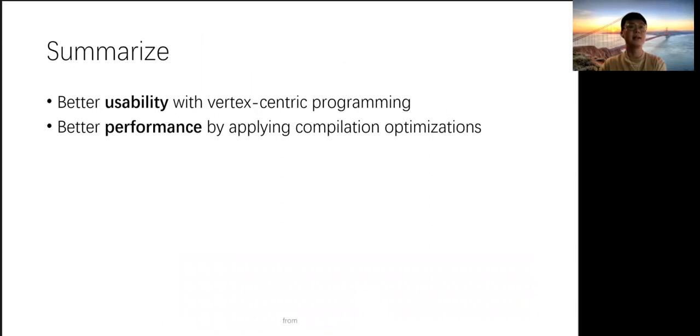To summarize, Seastar provides a vertex-centric programming model to make it easier to write and learn GNN models. Seastar achieves better performance by applying optimizations such as operator fusion during compilation.